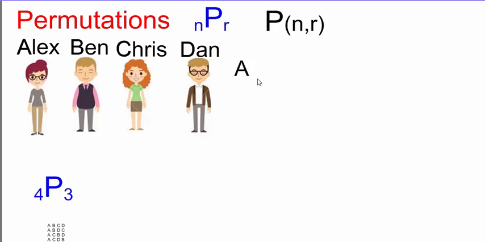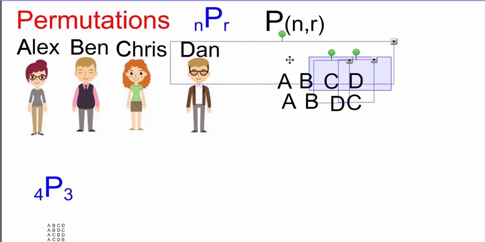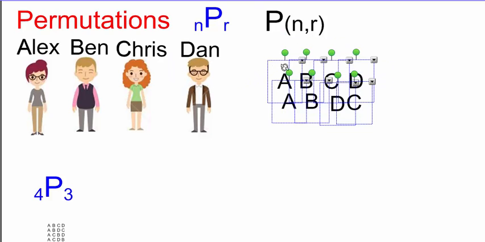We can say, well, we have the possibility of having Alex finish, followed by Ben, followed by Chris, followed by Dan. We could also have Alex finish first, Ben still second, and then maybe have Dan sneak his way in front of Chris, and so on and so forth. We can go through that pattern to establish the different choices we have.